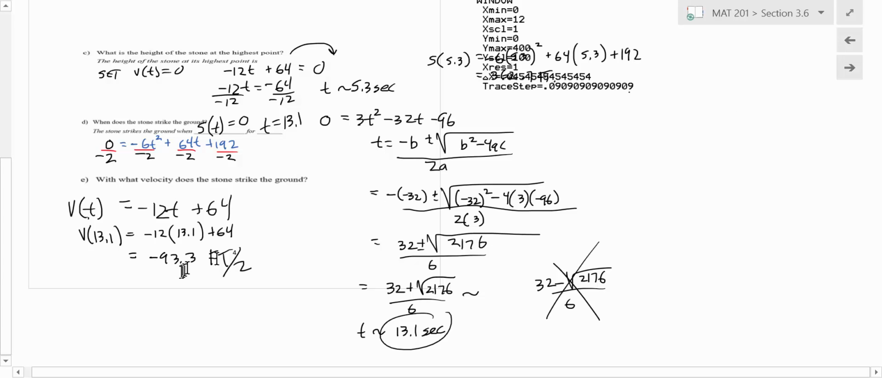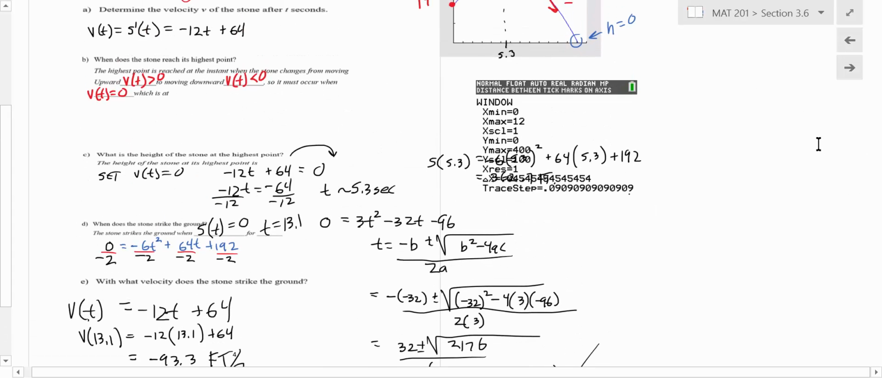Now let me ask you this question. How come the velocity turned out to be negative? Right, it's going in the negative direction. It's going towards the ground. That's why. So the math doesn't lie. It all works out beautifully for you. Are there any questions about that?